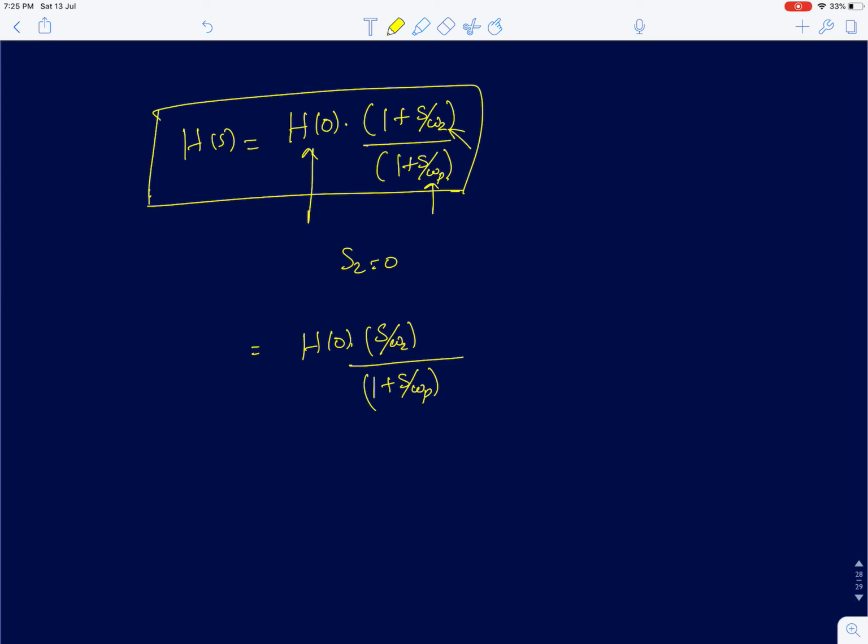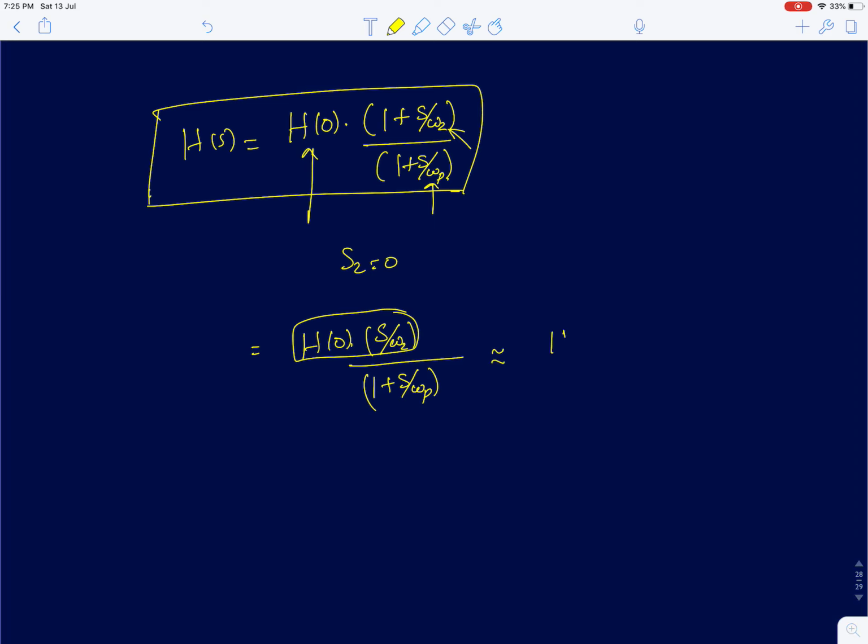Okay, now in that case, because the DC gain is 0 for a system with a 0 at 0, when you set s equal to 0, you get 0. So how do we then characterize this? You need to know the slope. You need to know the way in which the function is behaving for low frequencies.